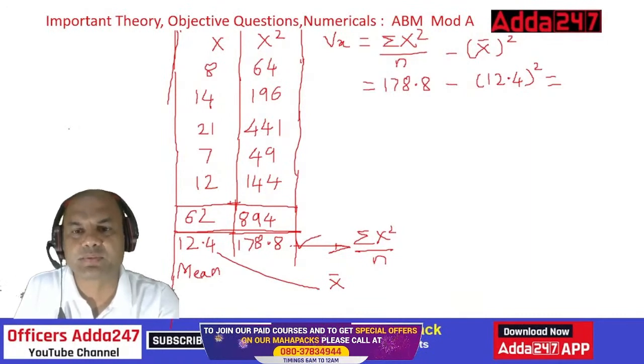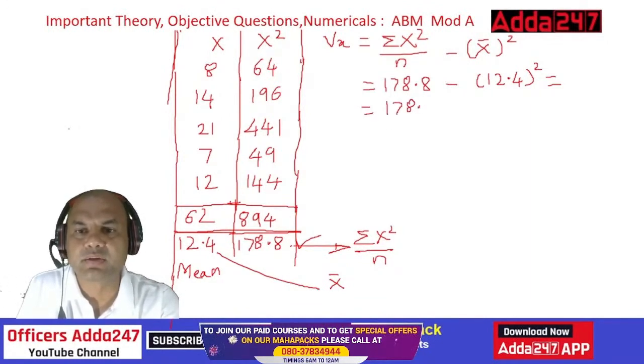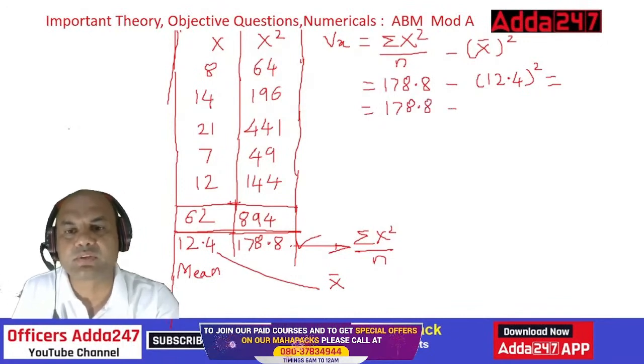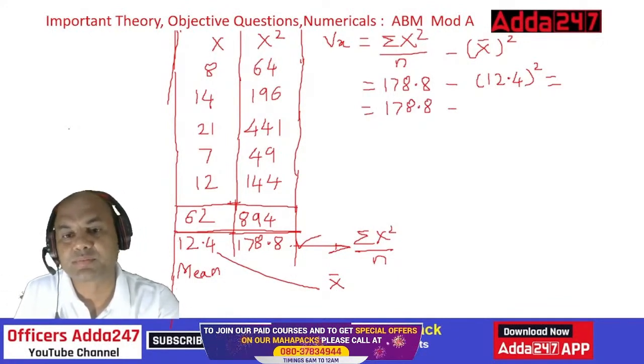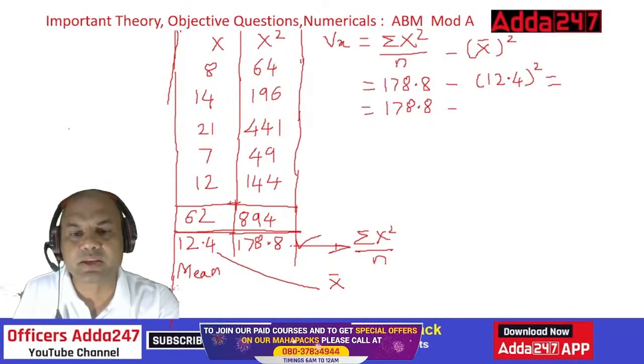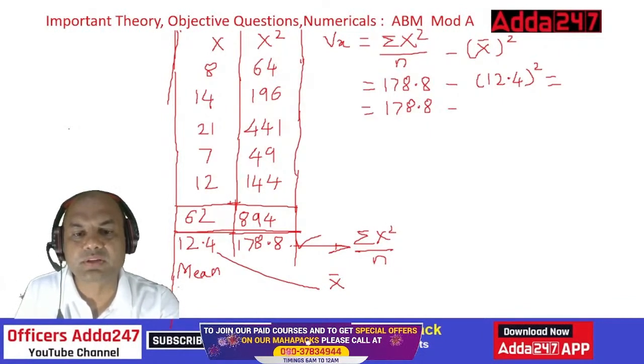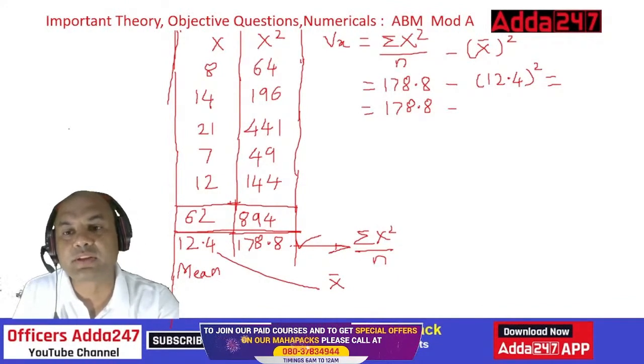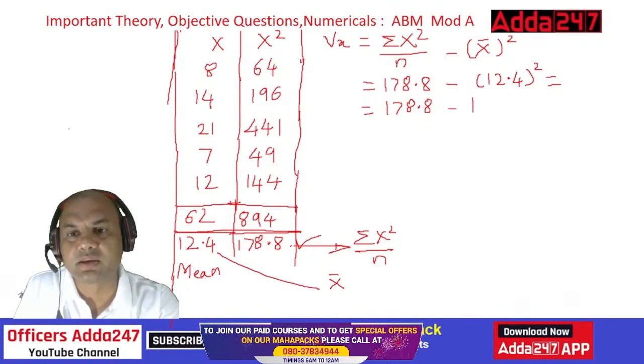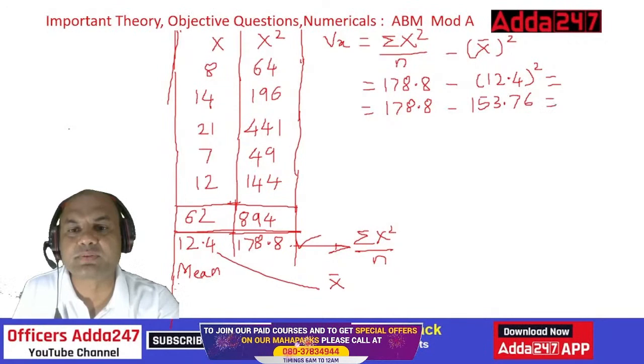Okay, we have some space over here. So 178.8 minus 12.4 square. So 12.4 square is 153.76. Okay, so what do we do now? Just subtract this.